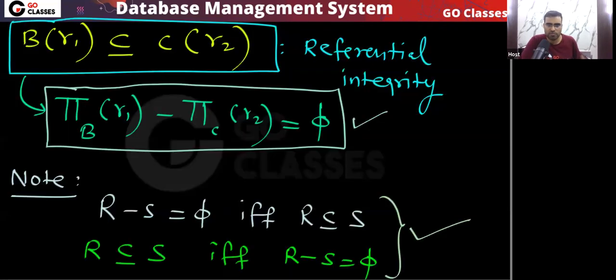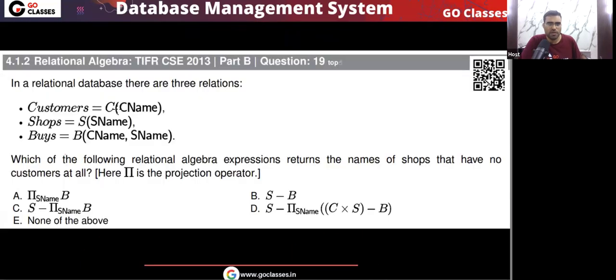Now let's move on. Let's solve this TIFR 2013 question, a very simple question. In a relational database, there are three relations. Customer: in this table, we only have customer names, only one attribute. Shops: here you have shop names, all the names of the shops. Next, buys: which customer is buying from which shop. These are three very simple tables. Here only one attribute, here two attributes.